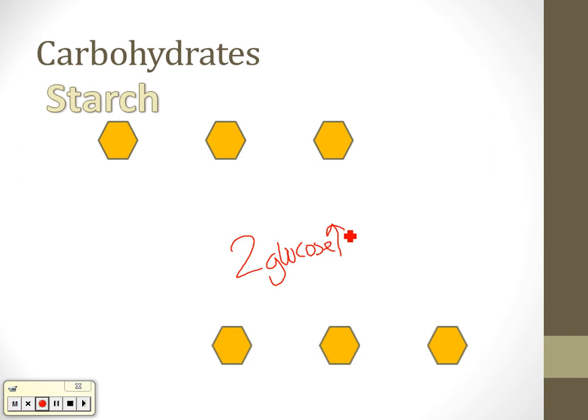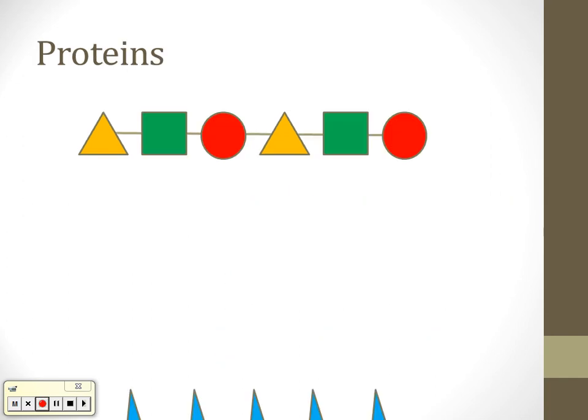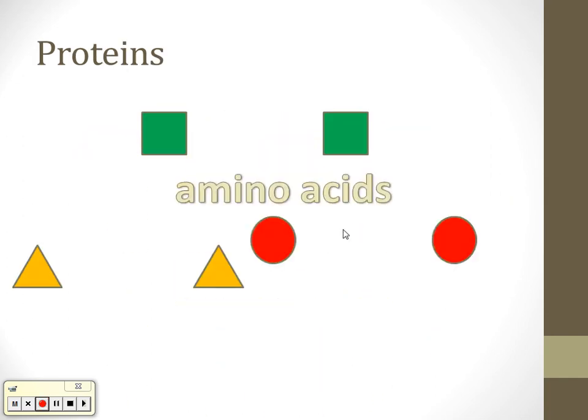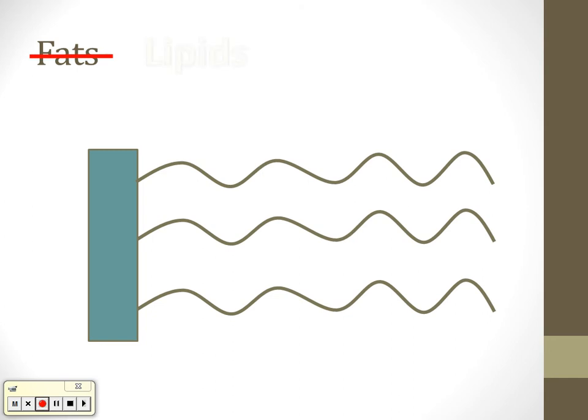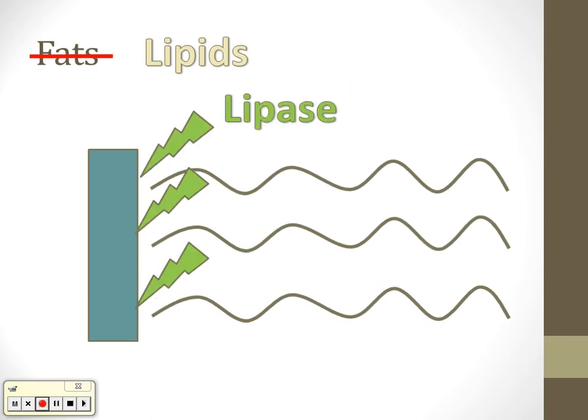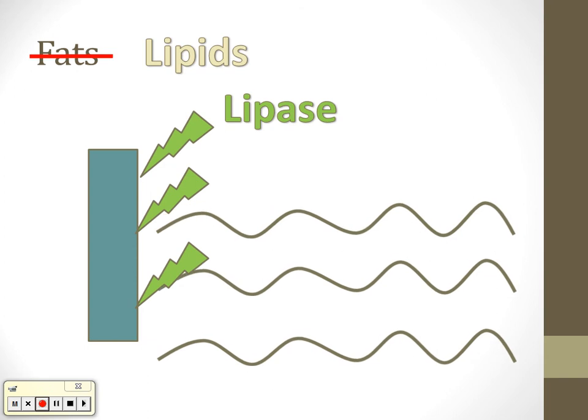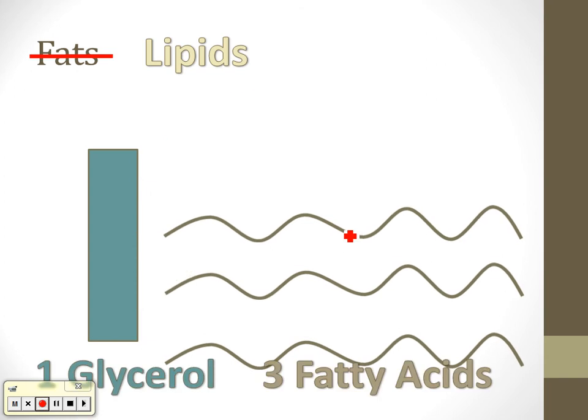Many glucose molecules make a carbohydrate. And then fat, the last one. The scientific word for fat is lipids, so it makes life a lot easier if you learn lipids. Lipids are attacked by an enzyme called lipase, and it turns that fat molecule into 1 glycerol and 3 fatty acid tails.